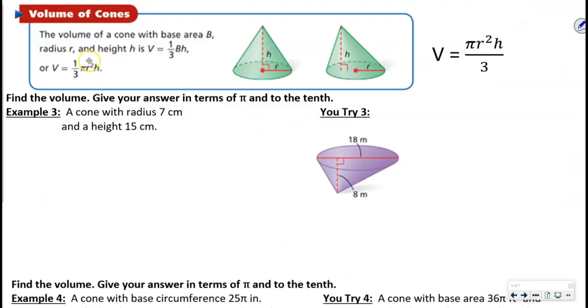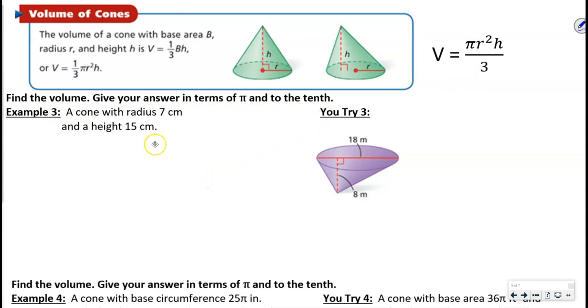So our next one here is the cone, okay? So it says the volume of a cone with a base area B and radius r's, height h, is the volume is equal to 1/3 base times height. Now remember that this is a circle base, right? So we're going to do pi r squared, that's our base. Then we're going to multiply it by our height, and then we're going to take that and divide it by 3, okay? So it says find the volume, give your answer in terms of pi and to the 10th. So we're going to give 2 answers for this one.